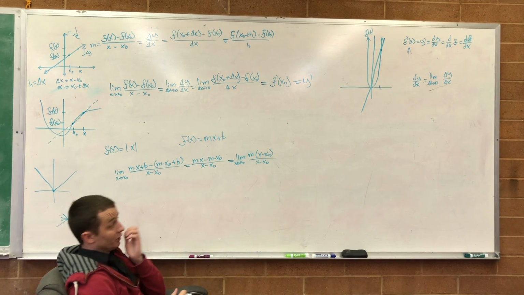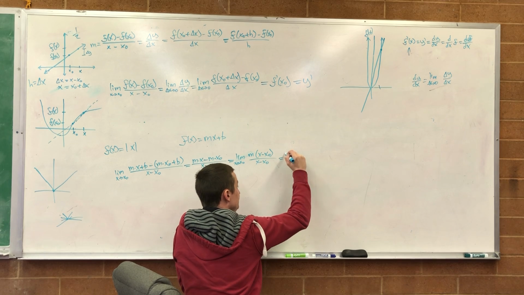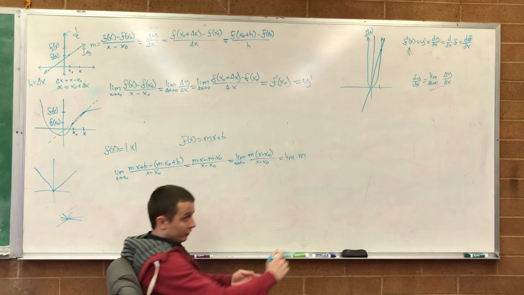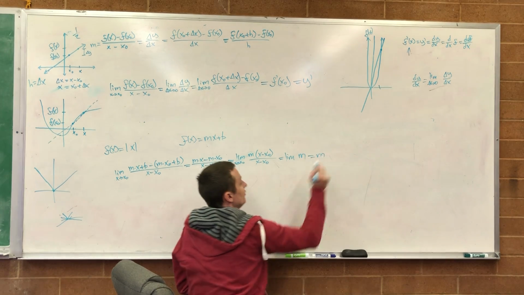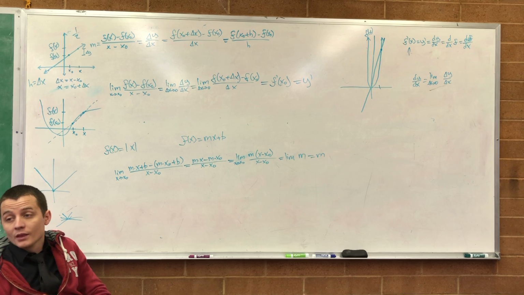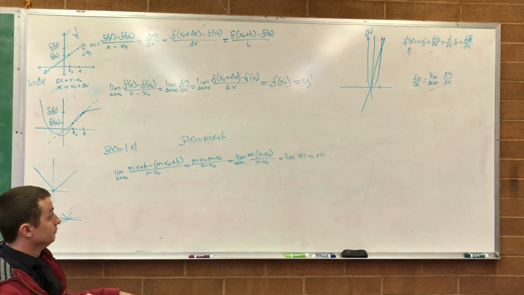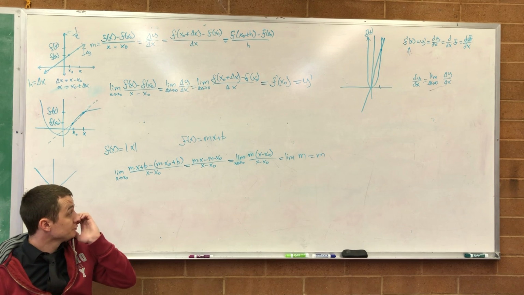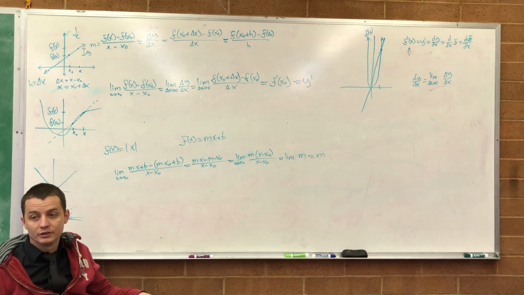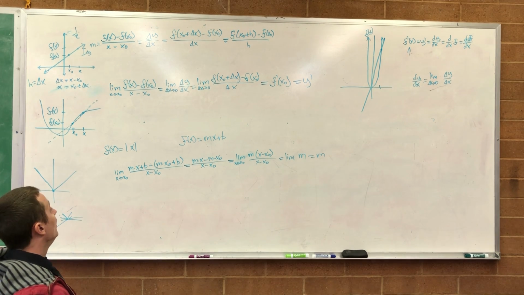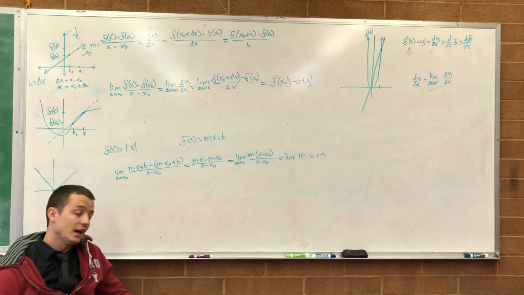Cancel those out. It's equal to the limit of m. The limit of a constant is always just that constant. So that's just proving it. Now you know, for any straight line, how to calculate its derivative. It's just the slope. Surprise, surprise. So now let's do the absolute value function.